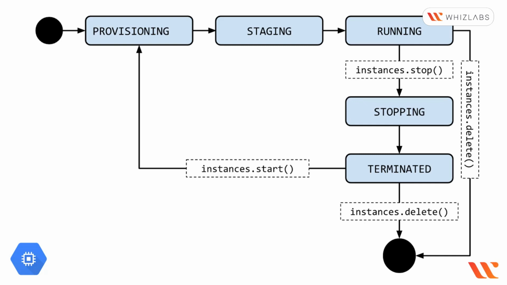You can see the diagram here, which shows how the states transition. So you go from provisioning to staging to running, and from there, if you issue a stop command, the instance will go into a stopping status. Once it's at the terminated state, you can issue a delete command which deletes the instance, or you can issue a start command to bring it back into provisioning and staging and running. However, from the running state, you can also issue a delete command for it to directly get to delete.